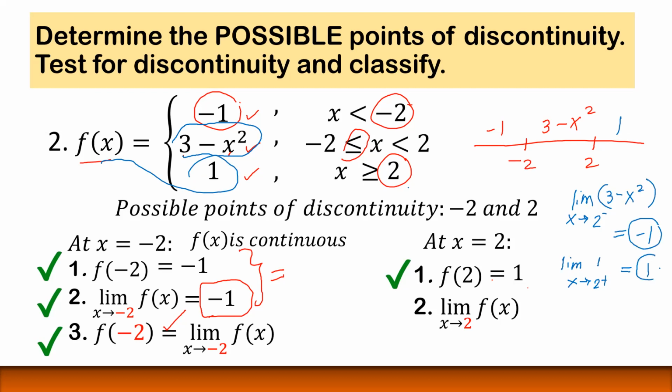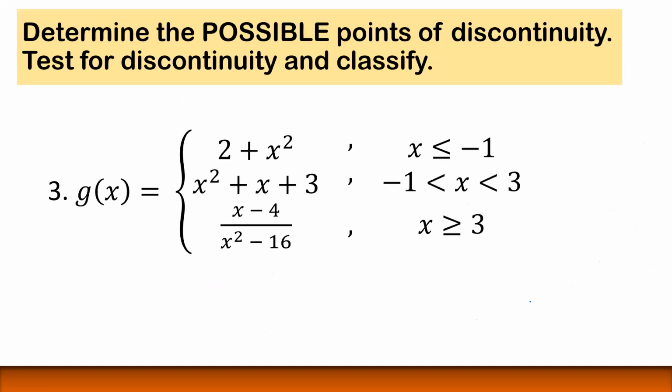Negative 1 and positive 1 are not equal. So the limit does not exist. So failure tayo dun. So at x equals 2, what kind of discontinuity is this? We have a jump discontinuity. Okay, since the limits are not equal. Okay, let's move on to our next example.